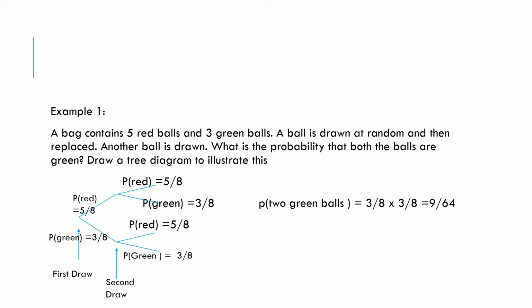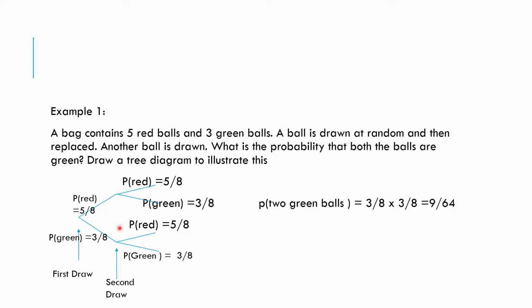Let's have a look at some of the questions. This is example number 1. A bag contains 5 red balls and 3 green balls. A ball is drawn at random and then replaced. Another ball is drawn. What is the probability that both the balls are green? Draw a tree diagram to illustrate this.